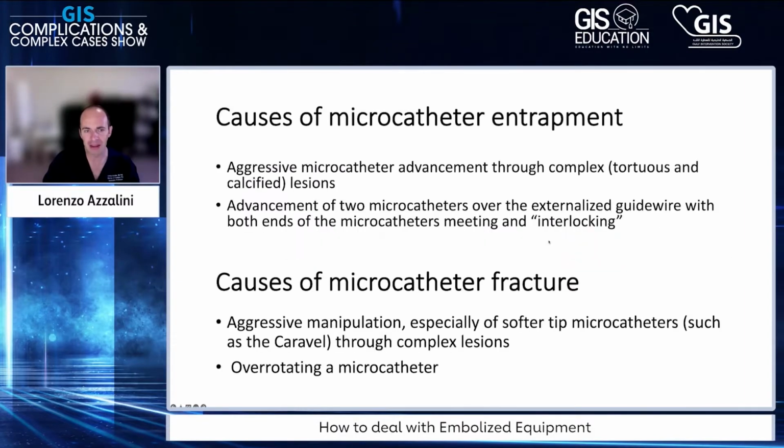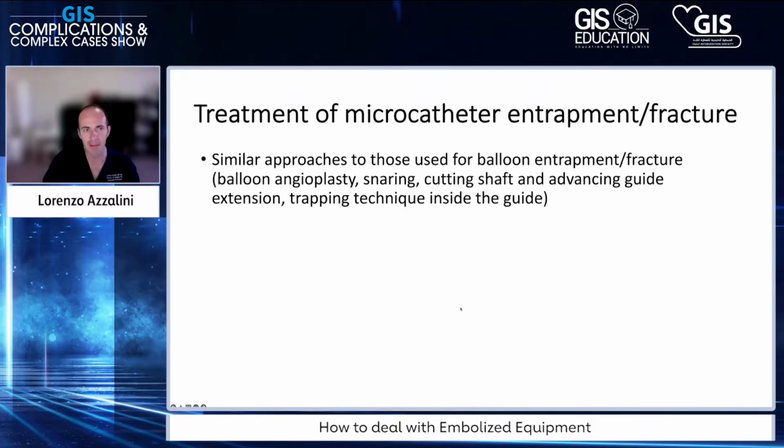What about microcatheters? Microcatheters can be damaged and entrapped due to advancing through calcified and tortuous lesions. And we can also interlock two microcatheters on an externalized wire if we advance them too close to one another. When does fracture happen? In case of aggressive manipulation, especially of softer tip microcatheters such as the Caravel through calcified lesions, or over-rotating a microcatheter. Management is similar to the techniques used for balloon entrapment that I just described.